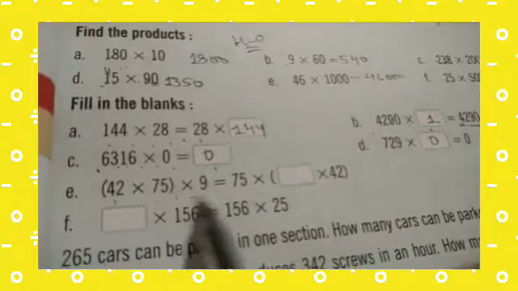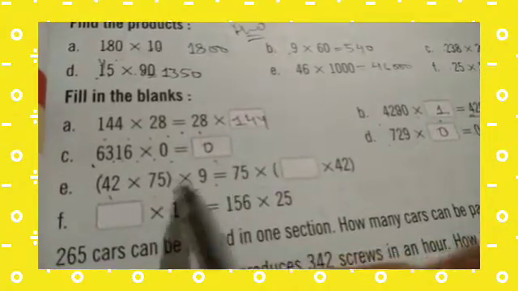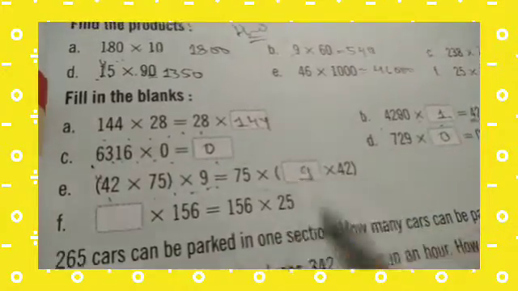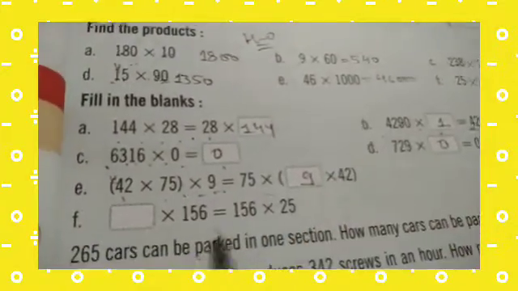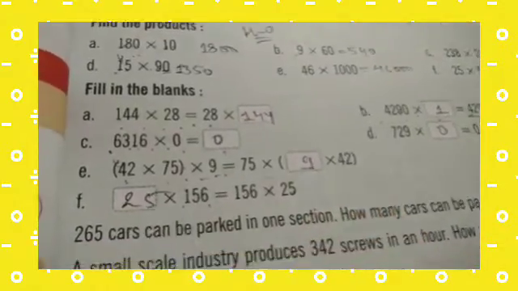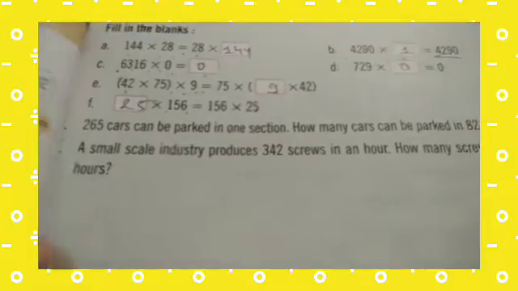42 into 75 into 9 is equals to 75 भी है. अब इधर से देखिए क्या है, 42 भी है, क्या बचा 9, तो यहाँ पर 9 आएगा. ये ग्रुपिंग प्रॉपर्टी है मल्टीप्लिकेशन की. 156 इंटू कितना, तो 25. ओके चलो. नाउ नेक्स्ट 4.